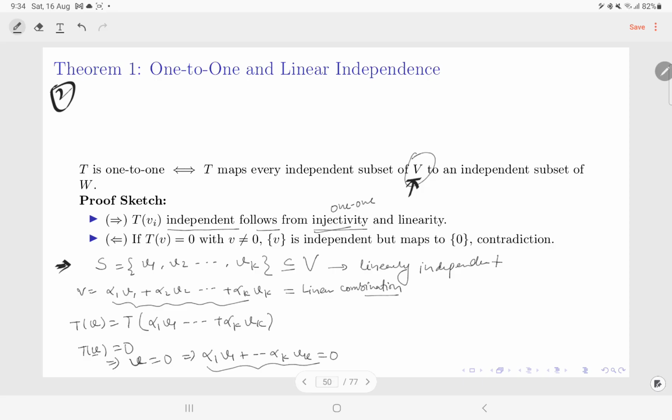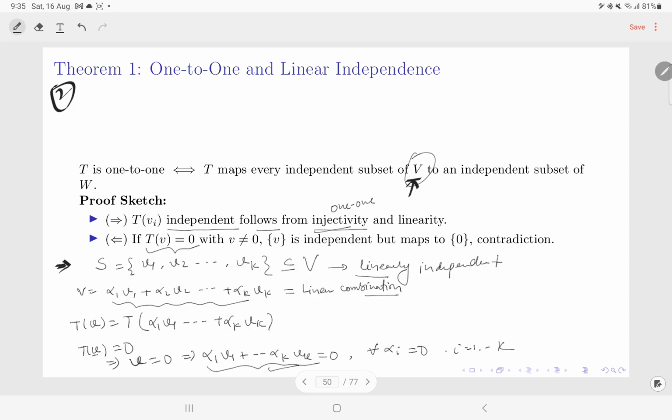What is this the definition of? From the linear independence of your set S in vector space V, we can say that every alpha i has to be 0 for i equal to 1 to k. That means this set S, v1 to vk, is linearly independent.